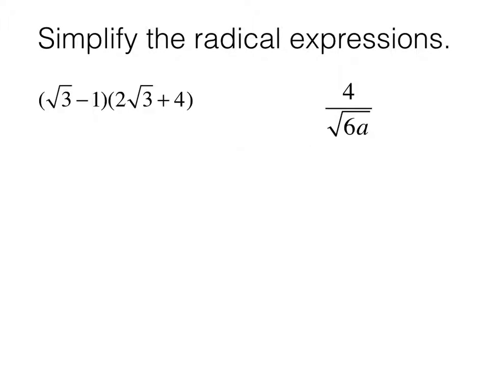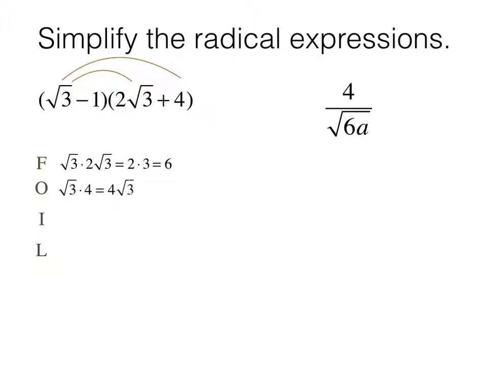Next example, we're asked to simplify a radical expression where there's a product of two binomials. In essence, we can use FOIL. We also could have used the box strategy or double distributive. I'll use FOIL. So F stands for the first two. So when we multiply these first two terms together, we get 2 times 3, or 6. Now the outside two, it's going to be simply the square root of 3 times 4, which we typically rewrite as 4 root 3. The inside two will be negative 2 root 3. And the last two terms multiplied together will be negative 4.